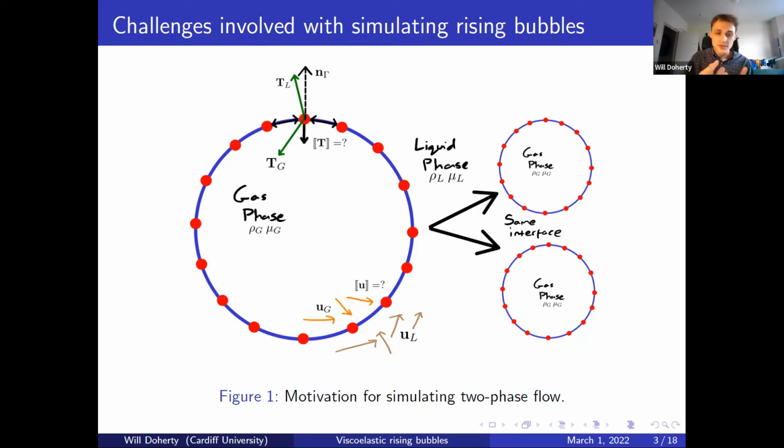And then also on the interface, there's going to need to be conditions because you need to define what happens to the velocity as you cross over the interface from one phase to the other. And also, with the green arrows at the top, you need to define what the state of stress is across the interface, because surface tension is a force that we need to take into account. So these are all things we need to remember and consider when we're building some sort of multiphase flow simulation.